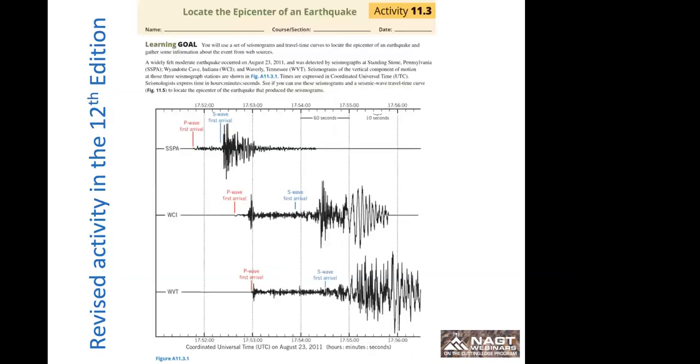This revised activity also uses real data recorded at 3 seismograph stations from an earthquake that occurred in 2011. The P and S wave first arrivals are indicated, and the time between those first arrivals at a given station indicates the distance between that station and the epicenter.